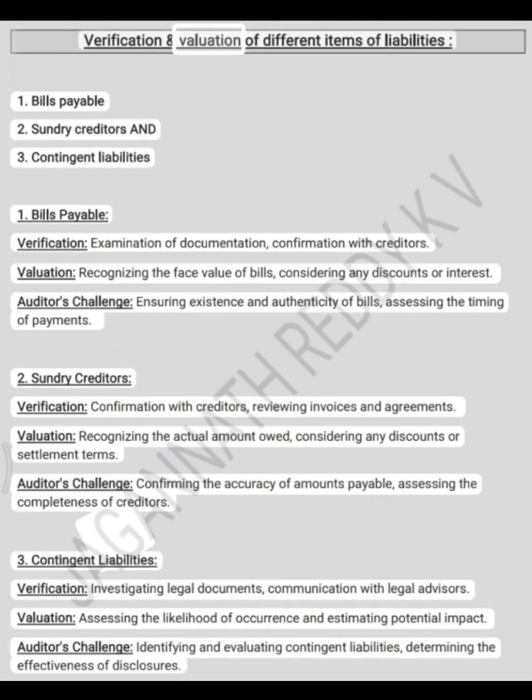Verification and valuation of different items of liabilities. 1. Bills payable. 2. Sundry creditors. 3. Contingent liabilities. 1. Bills payable. Verification: examination of documentation, confirmation with creditors. Valuation: recognizing the face value of bills, considering any discounts or interest. Auditor's challenge: ensuring existence and authenticity of bills, assessing the timing of payments.